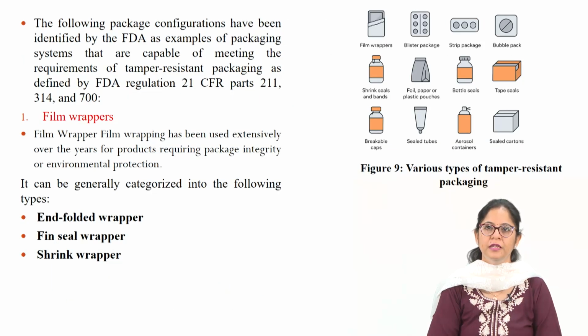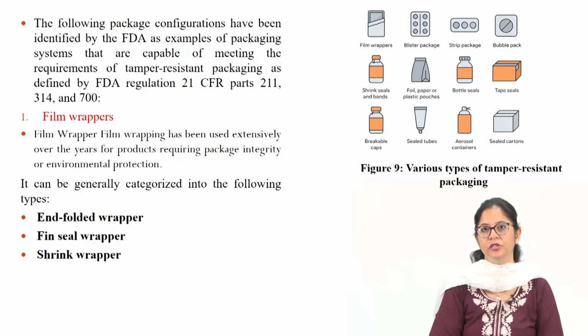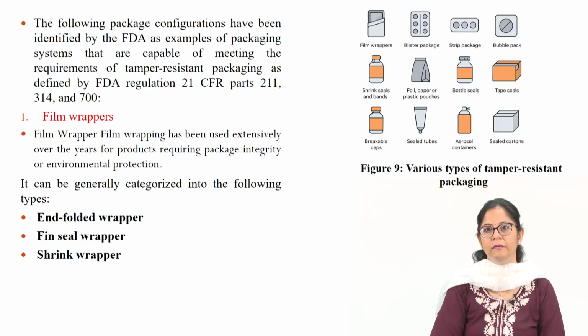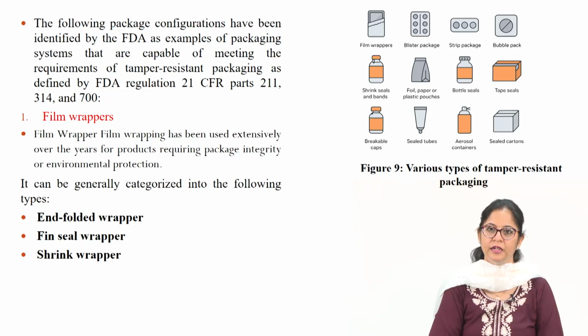The following packaging configurations have been identified by FDA as examples of packaging systems that are capable of meeting the requirements of tamper resistant packaging as defined by FDA regulations 21 CFR parts 211, 314 and 700. Film wrappers. Film wrapping has been used extensively over the years for products requiring package integrity or environmental protection. It can be generally categorized into the following types: N-fold wrapper, fin seal wrapper or shrink wrapper.